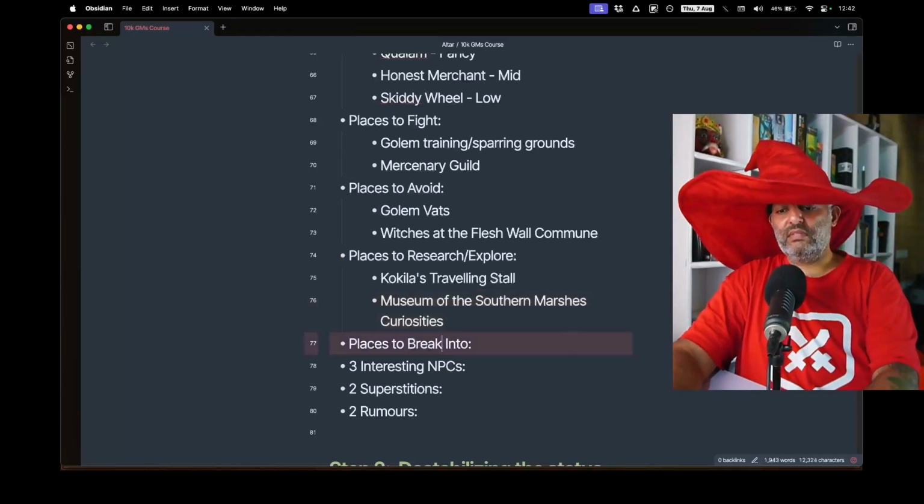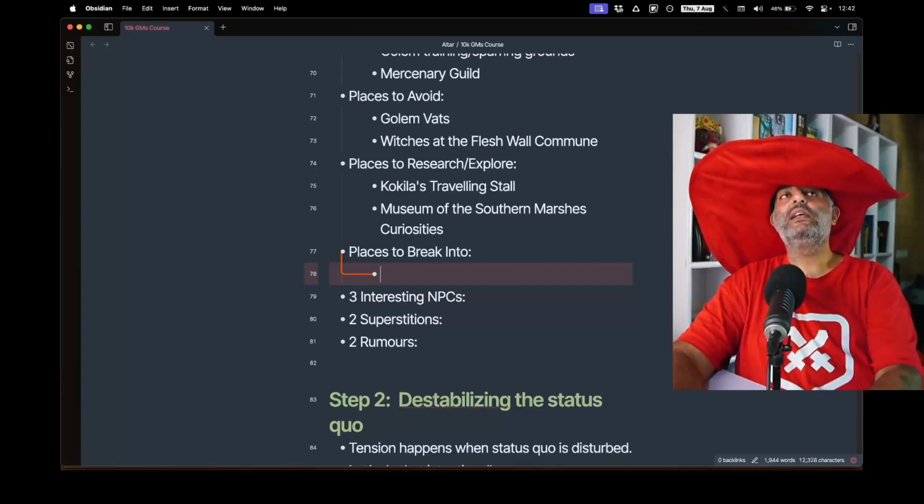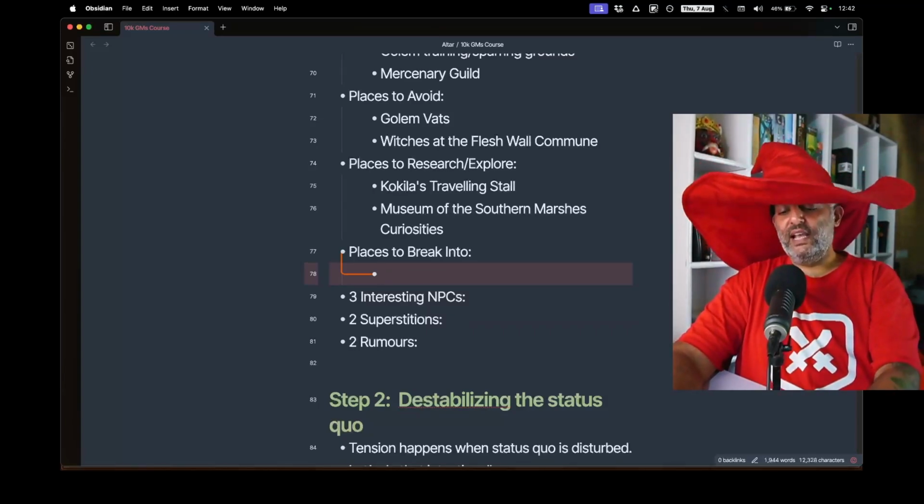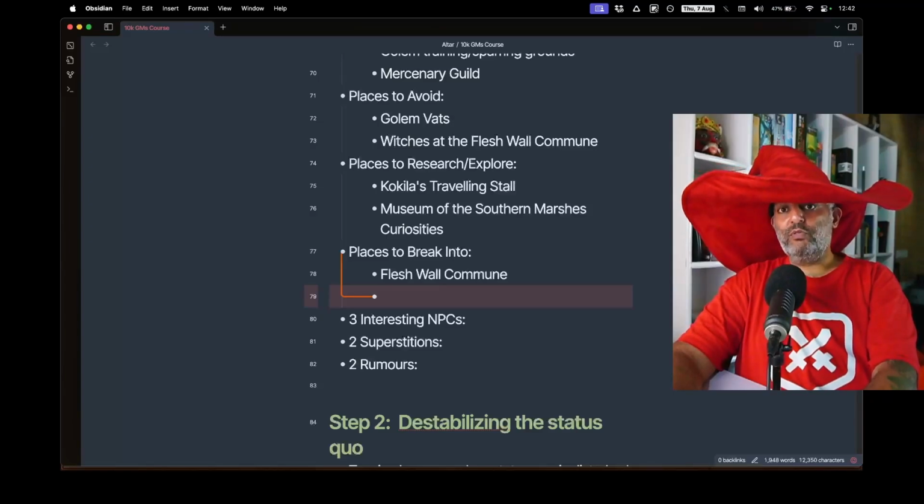curiosities. I don't know. All right, so places to break into is, excuse me, what would be tough and what would be guarded, right? So flesh wall commune, right? That's probably a good place for tempting the PCs to break into, but we probably also need something a lot more straightforward, right? So we can have the mercenary garrison.